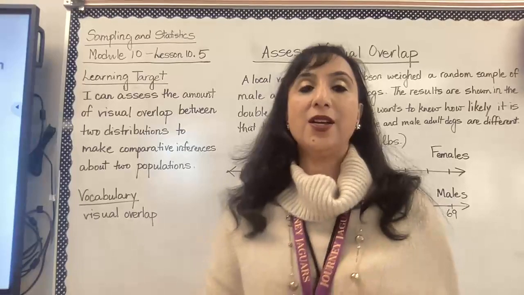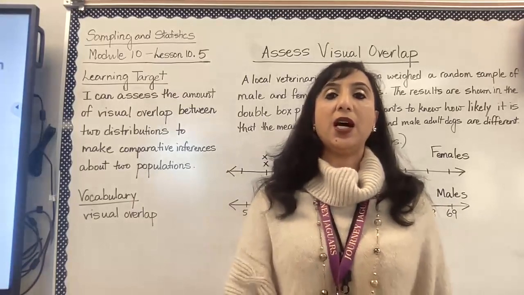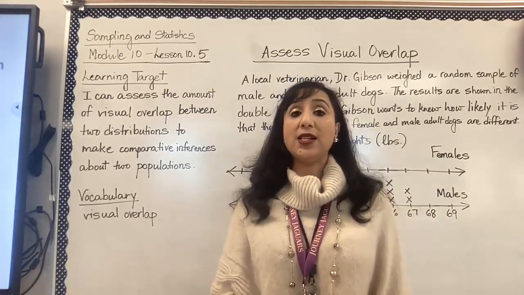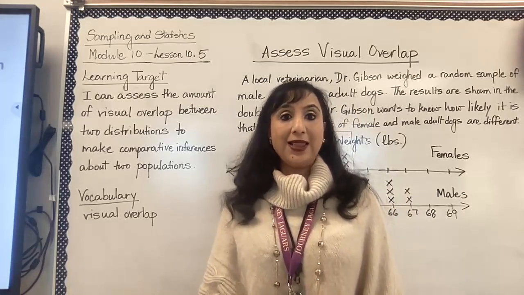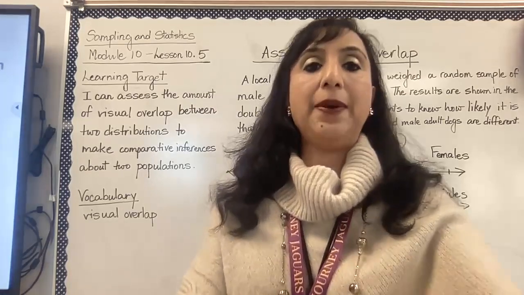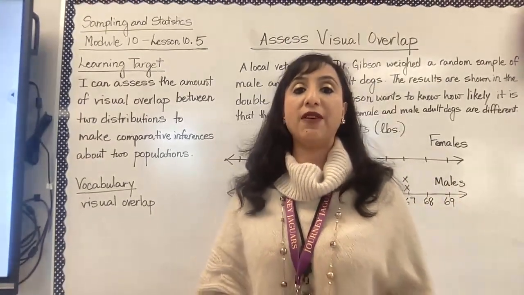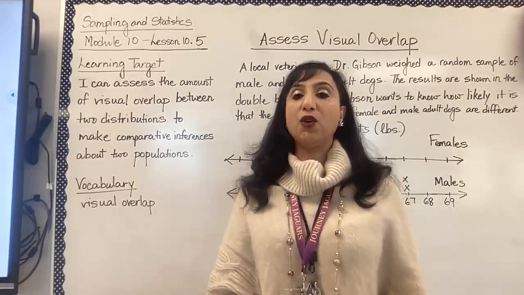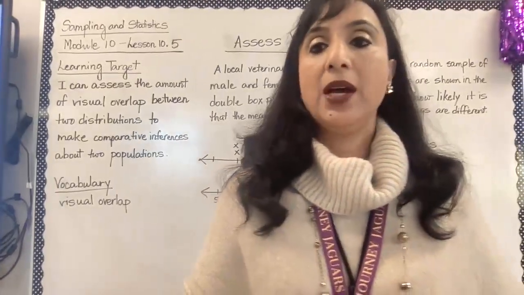So the last lesson in Module 10 is going to be assessing visual overlap. As you can see, our learning target is: I can assess the amount of visual overlap between two distributions to make comparative inferences about two populations. And the vocabulary that we are going to learn is visual overlap.